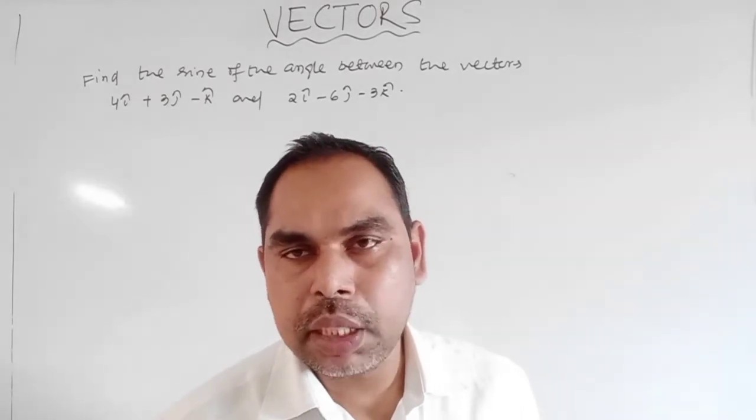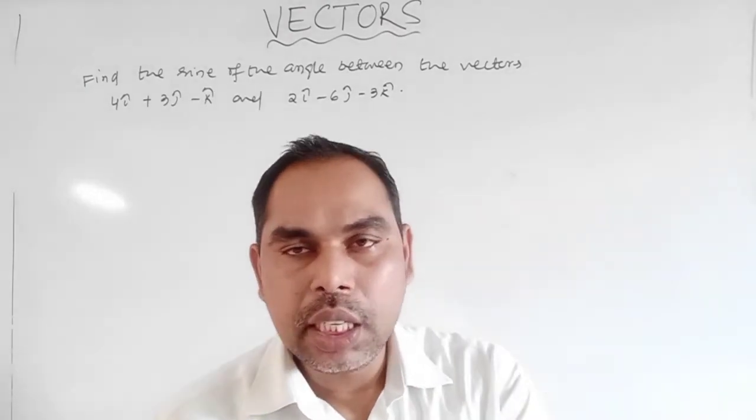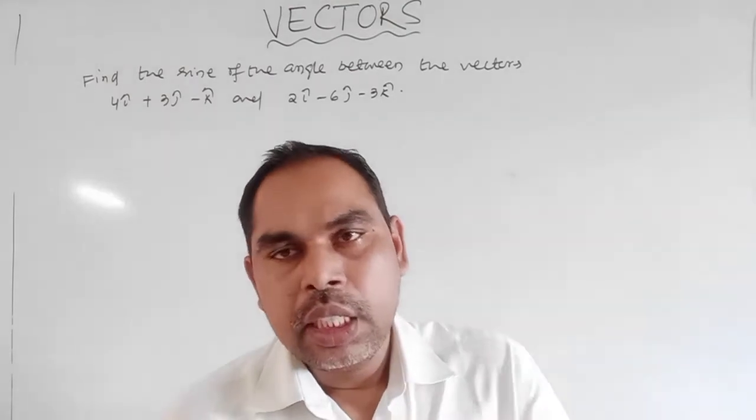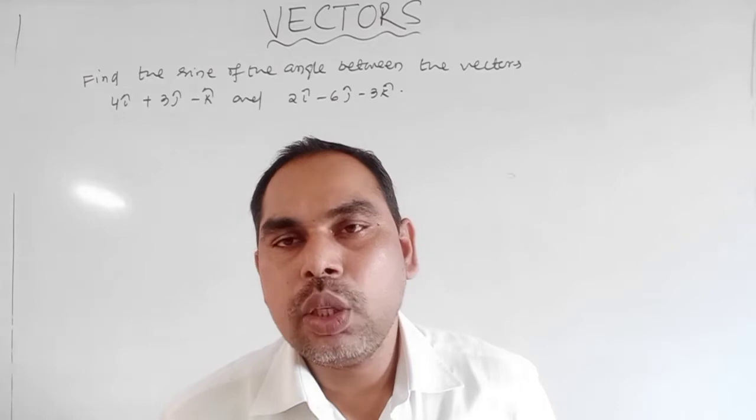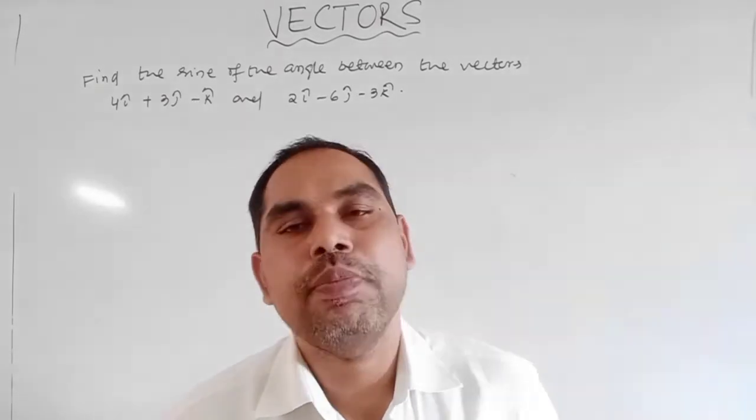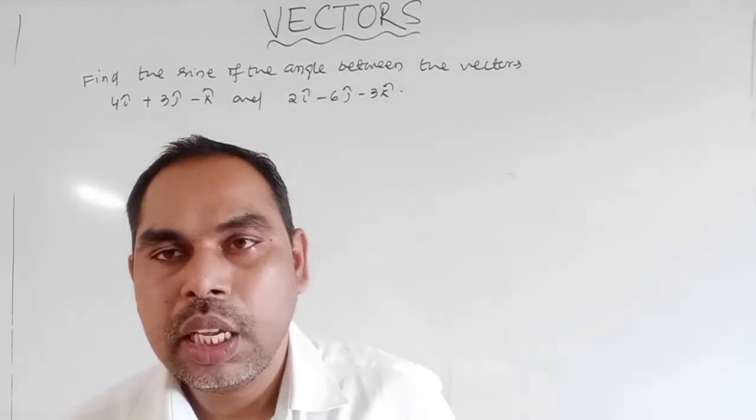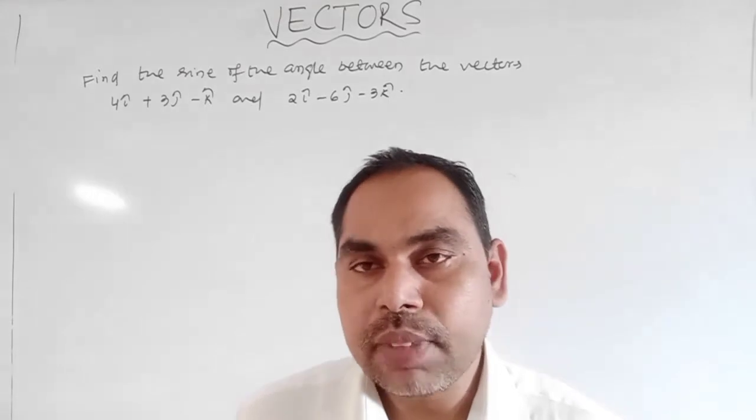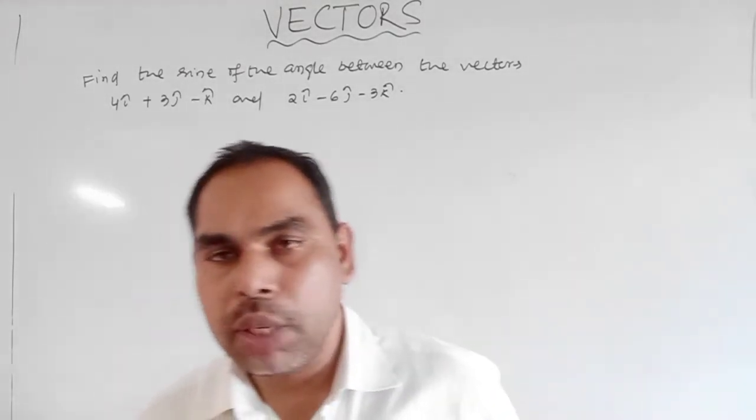So A cross B is perpendicular to both A vector and B vector. A cross B is purely a vector quantity. So A cross B is equal to mod A mod B sin theta n cap. So sin theta is equal to mod of A cross B divided by mod A into mod B.